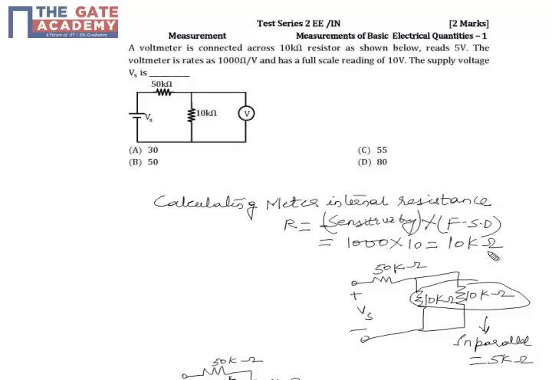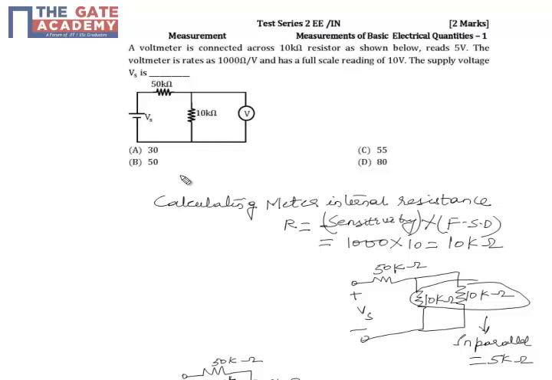A voltmeter is connected across a 10 kilo ohm resistor as shown below, and reads 5 volts. So here the voltmeter reads 5 volts across the 10 kilo ohm when connected. The voltmeter specifications are 1 kilo ohm per volt sensitivity, and we can read up to 10 volts. So for this entire setup, what is the supply voltage Vs, which we can see on the left hand side of the circuit diagram given?